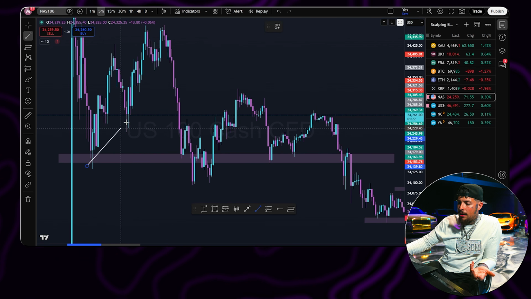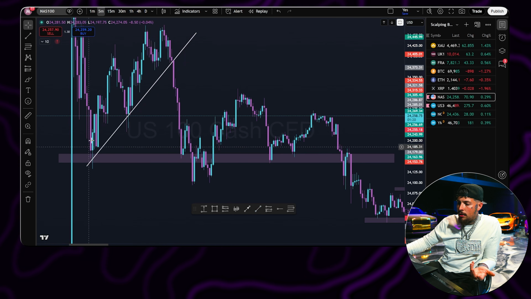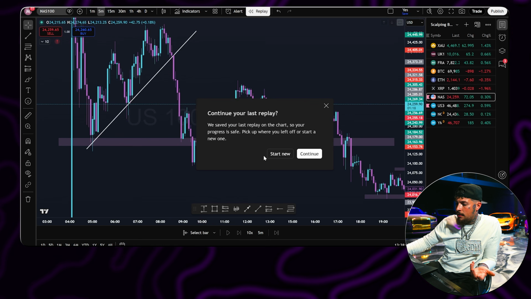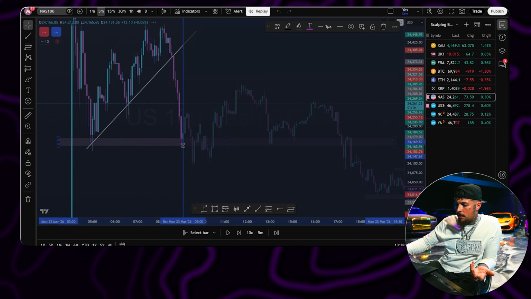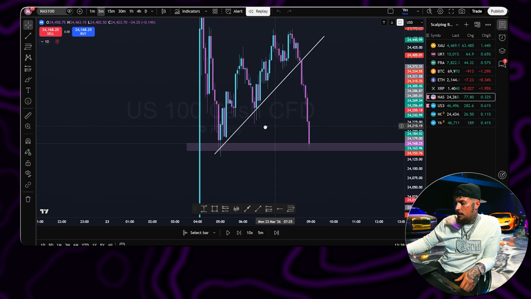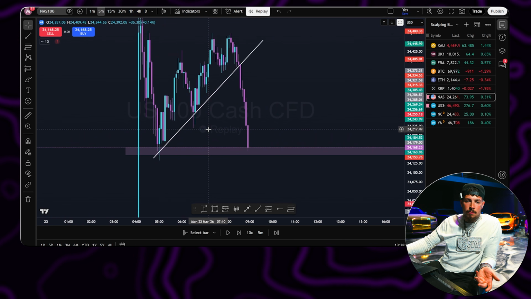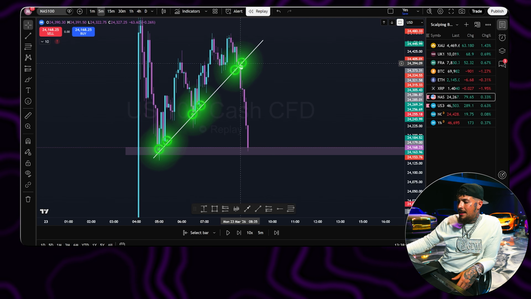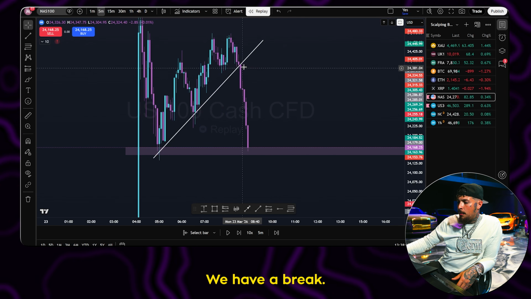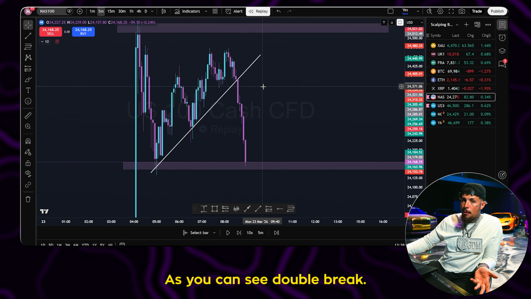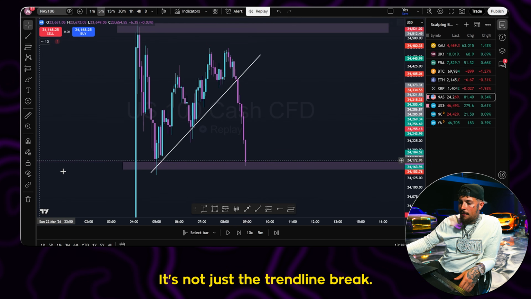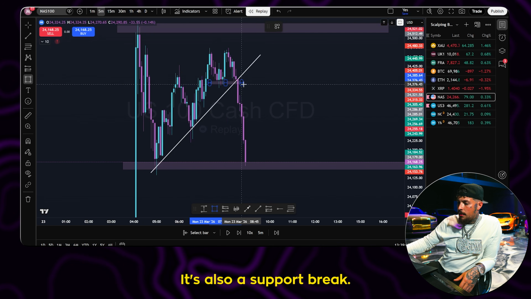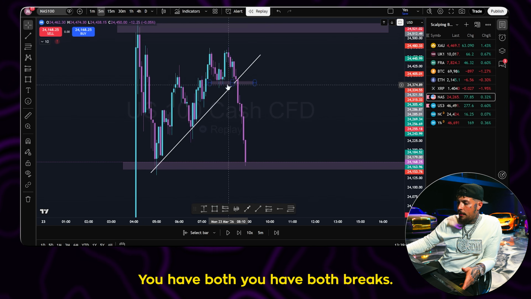I'm gonna draw this trend line right here and show you guys what a nice little trend line break looks like, but very simple. Look at this. So beautiful. Trading is so beautiful if you just let it be and you just keep things simple. Look at this trend line. We have 1, 2 touch, 3, 4, 5, 6 touches right here. Bam. We have a break, as you can see, double break. It's not just a trend line break. Look at this. It's also a support break. You have both breaks.